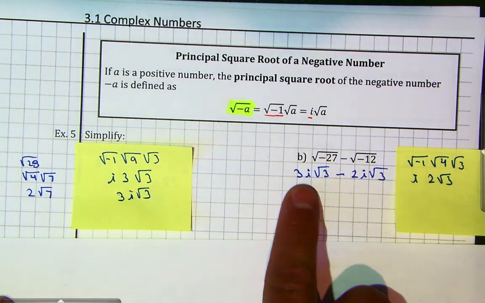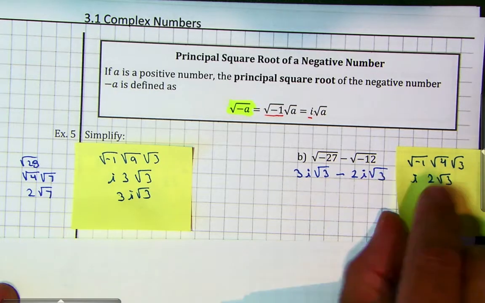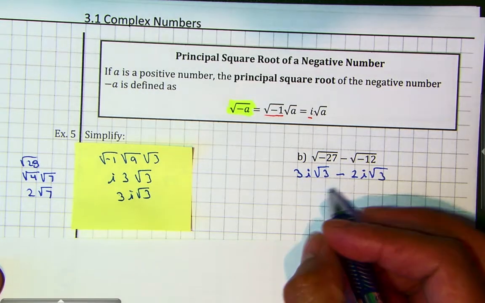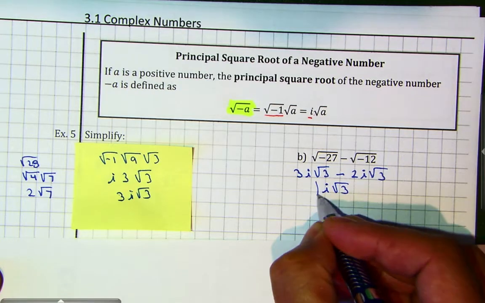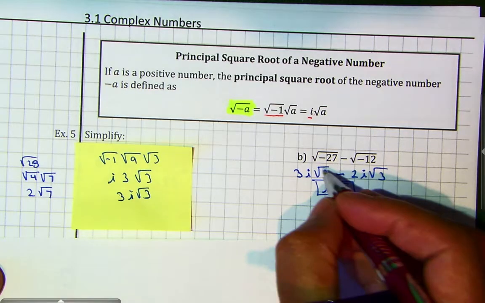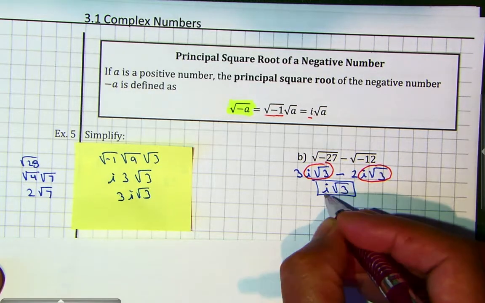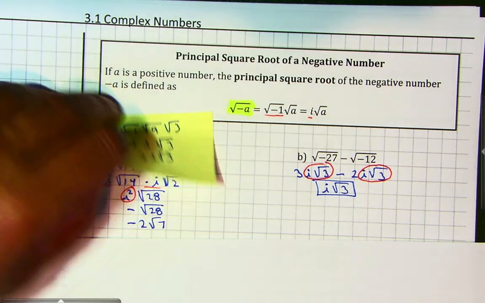So therefore, we can subtract: 3i square root of 3 minus 2i square root of 3. That will give me 1i square root of 3, or just i square root of 3. So we can treat this as if it was 3x minus 2x will give us 1x. And I don't need the coefficient, but you can have it there if you want.